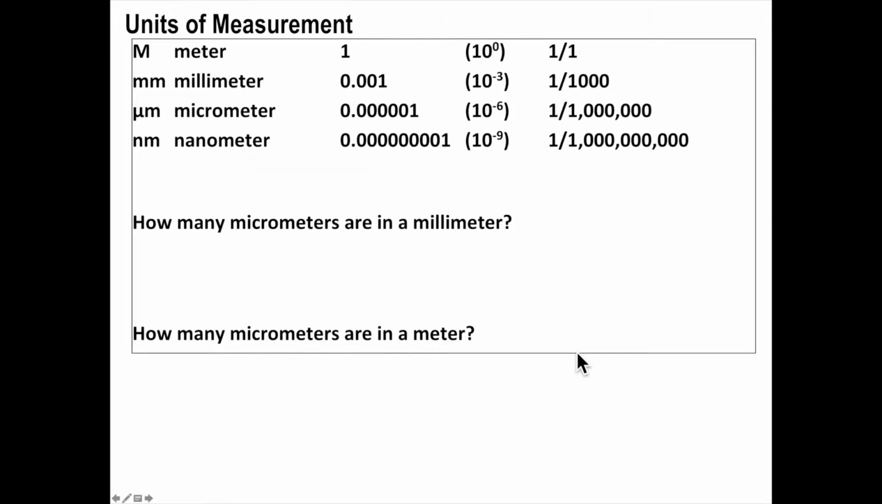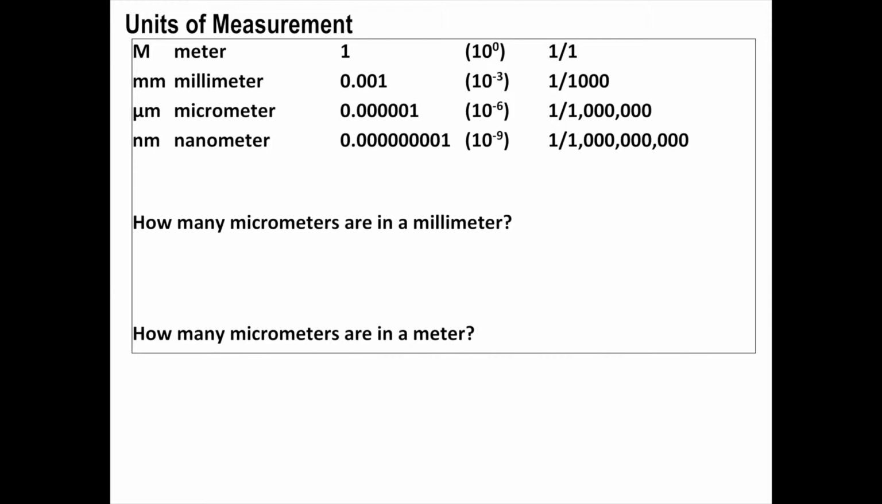Let's talk a little bit about units of measurement. You've all covered this in various classes. If we go from a meter to a millimeter, a millimeter to a micrometer, and a micrometer to a nanometer, each of those steps is a 1,000-fold difference. A meter has 1,000 millimeters in it. That's what milli means. A millimeter has 1,000 micrometers in it, and 1 micrometer has 1,000 nanometers in it.